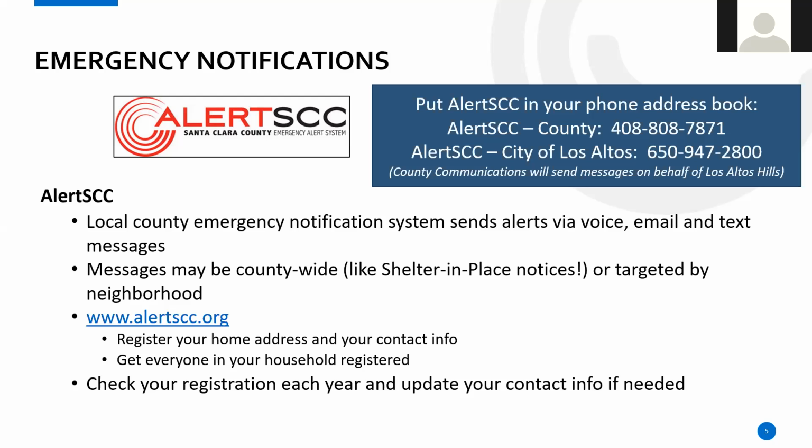You can make sure that everybody in your household is registered, particularly if you have teens or other people that have cell phones. Get them on too. We'll use this to send out messages. It might be a county-wide thing, like sending out a time to shelter in place, or it might be targeted by neighborhood, like an evacuation warning. And I would recommend you make a note in your calendar, once a year at least, to go through and check it, and then you can update your contact info.